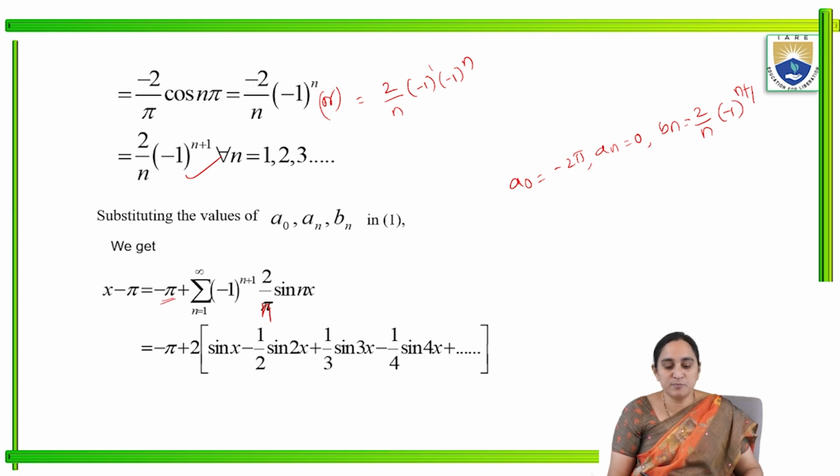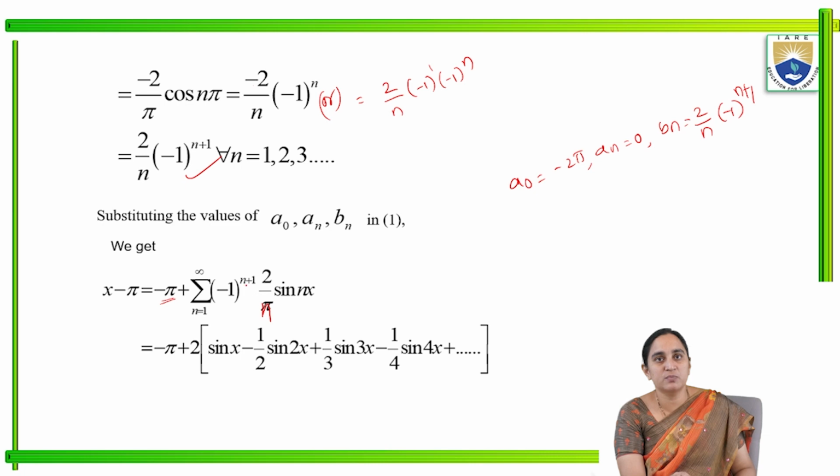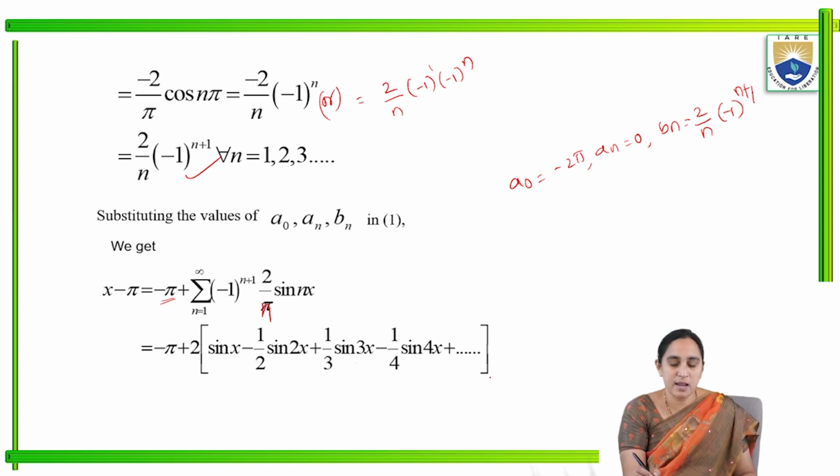Now after substituting that, expand the sigma value. Here sigma starts from n is equal to 1. That is minus pi plus, here I'll take 2 outside, and I'm starting with n value equal to 1. That is minus 1 whole power 1 plus 1 into sin nx, that is minus 1 whole square, which is 1. That is sin x, minus minus 1 whole power 2 plus 1, that is minus 1 by 2 into sin 2x. If you take n as 3, minus 1 power 4, that is 1 by 3 into sin 3x, minus 1 by, n value is 4, that is 1 by 4 into sin 4x.